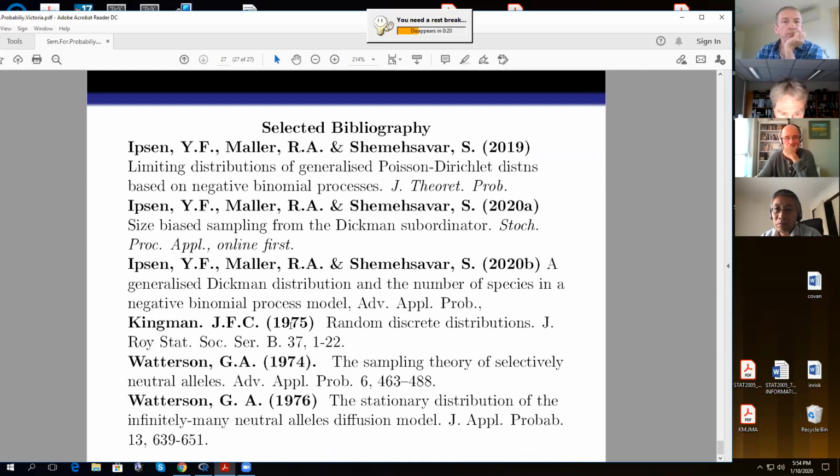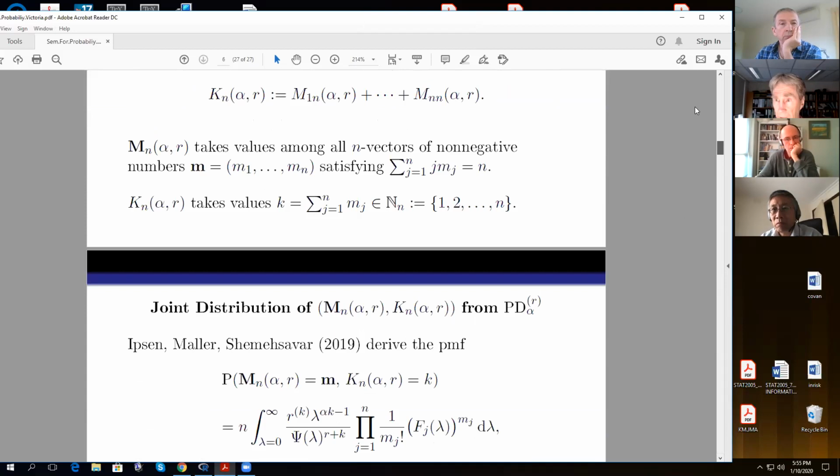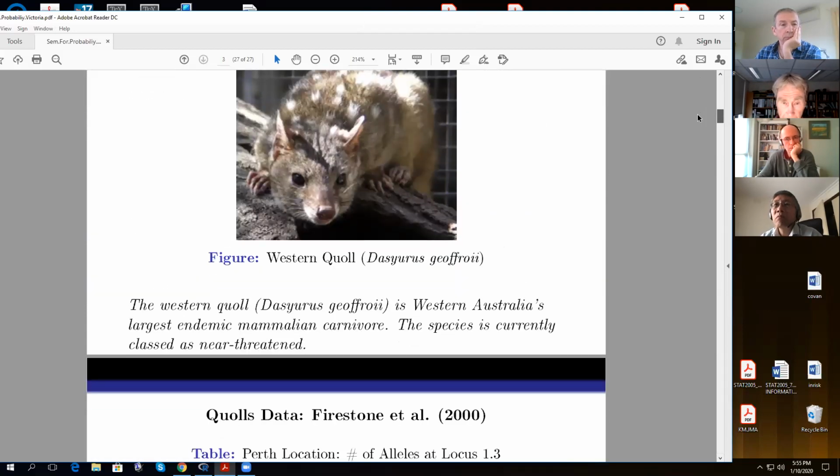The original Kingman paper, 1975, a very famous paper, and a truly beautiful paper to read. Jeff Watterson's papers, which I perused a lot of in the literature, and I read Jeff's papers in the process. I should have read them a long time ago, but hopefully I've made up for some of the derelict duty in recent years. So I'll finish there, and happy to take questions on anything to do with this.